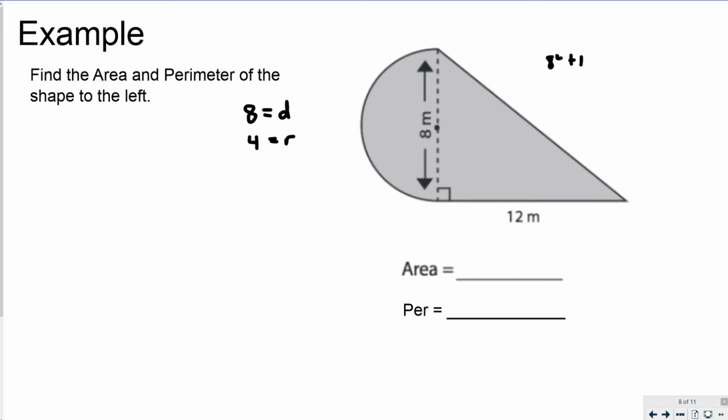8 squared plus 12 squared is equal to c squared, and we'll call this c right here. So you get 64 plus 144 equals c squared.